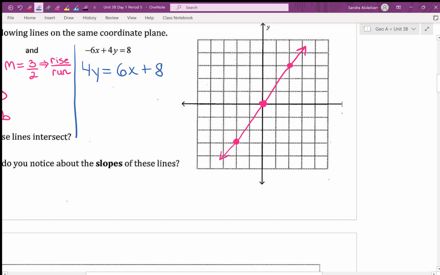Did I have to put that x in the front? Yeah, I had to put the x in the front because I want y equals mx plus b, right? I want the x in the front. Now what should I do? Ollie? Divide everything by 4.